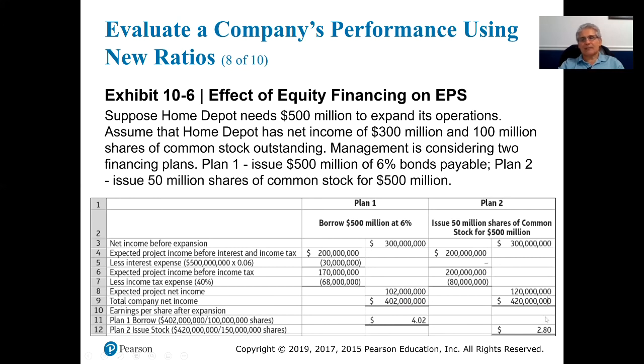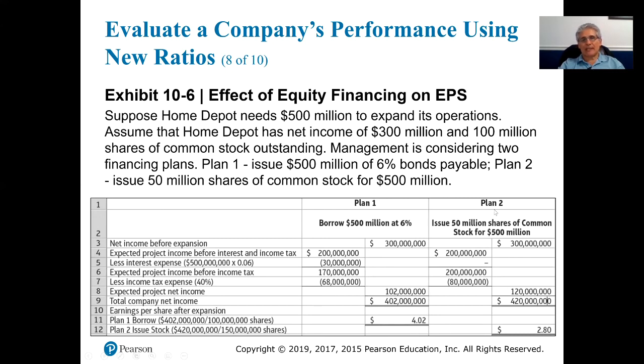total company net income is actually higher under plan two. But here again, we have to compare that to the number of shares outstanding. Under Plan 1, we only have 100 million shares outstanding because we didn't increase it. We didn't sell any more shares. So therefore, we're going to take the $402 million and divide that by 100 million shares, and that's going to give us an EPS of $4.02.